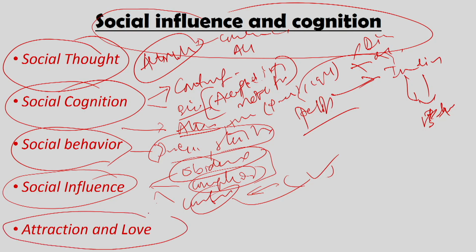And lastly, we looked at attraction and love. We looked at the idea of romantic love and how romantic love really functions and how romantic love and attraction define our behavior. So, all in all, in this lecture we have looked at several processes. We started off by defining what behavior is. How do human beings behave?